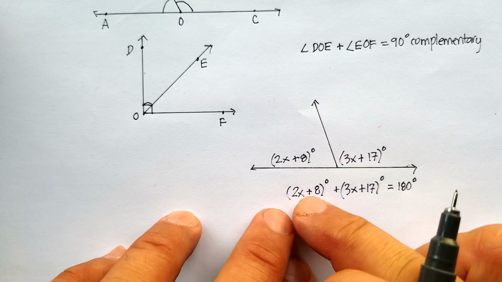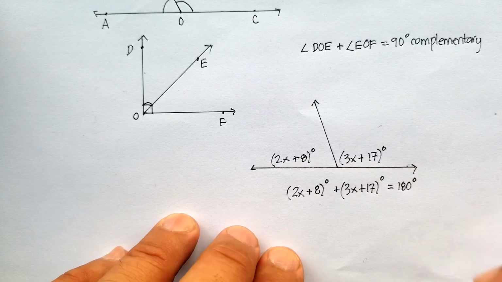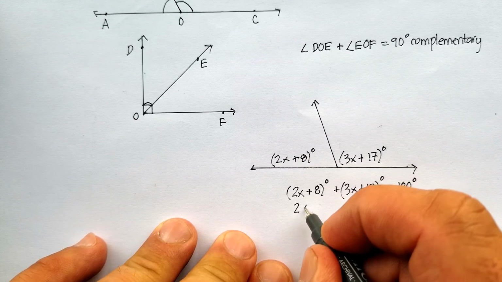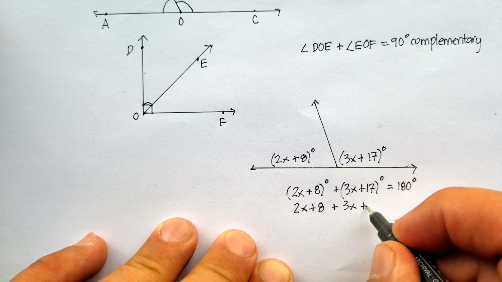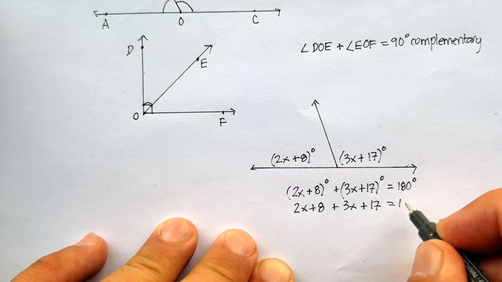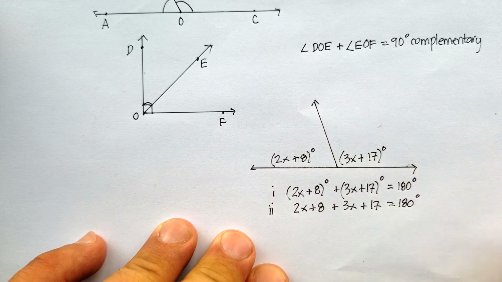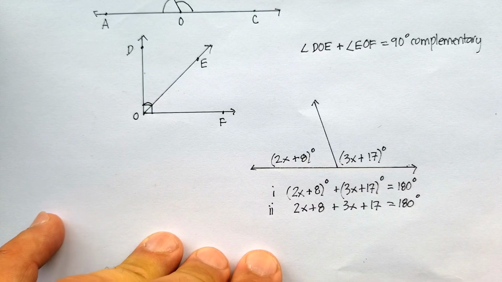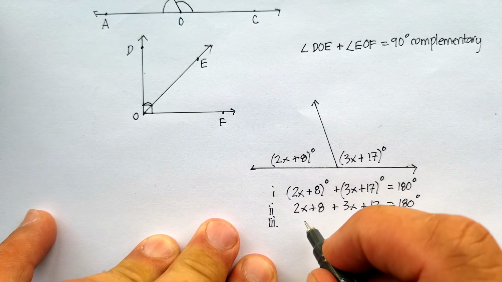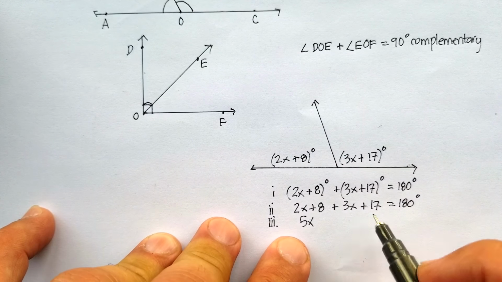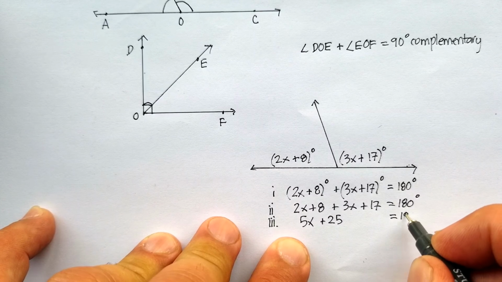Fortunately, I don't need the parentheses anymore, right? Because I know that they're all going to be basically the same. So I'm going to say 2x plus 8 plus 3x plus 17 equals 180 degrees. I'll call that my first step. This is my second step. And then I just use regular algebra to find it out. I'm going to gather my like terms. I will get 5x. 8 plus 17 is 25. That's equal to 180.